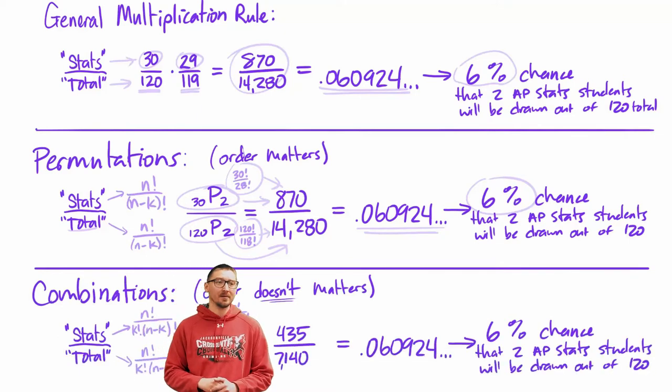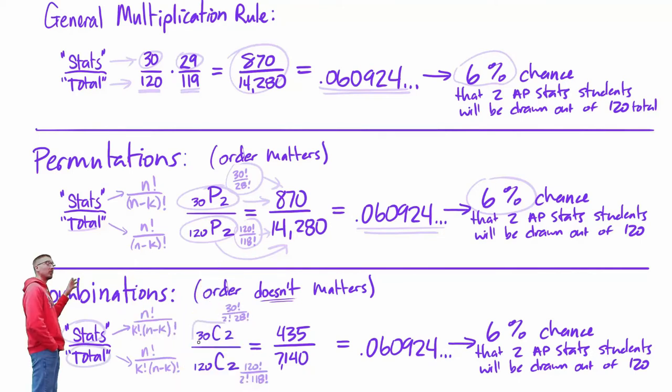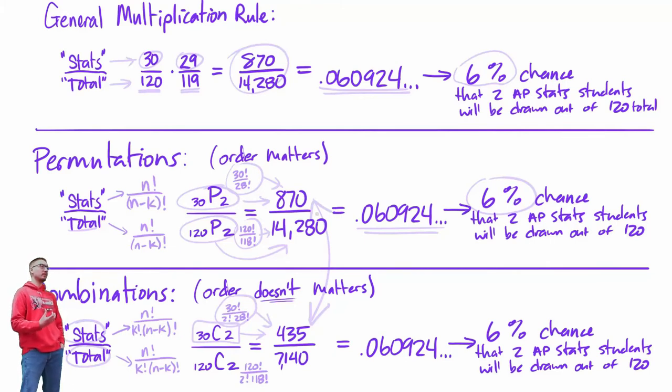The order doesn't matter. And we're still taking the odds of stats being drawn out of the total number of options. So for this, it's 30C2, 30 combination 2, for the stats class. 30 students possible, 2 students drawn, don't care about the order. And so if I do that, going back to the definitions, 30 factorial divided by 2 factorial times 28 factorial, that's 435 possibilities. Notice how that total number of possibilities is smaller than the permutations, because the order doesn't matter here. That means switching those two students is really the same group of two. So that goes on top.